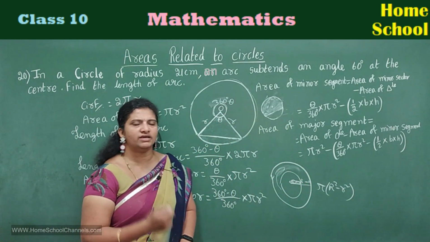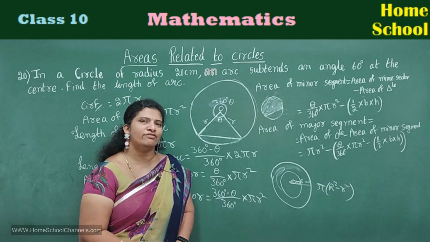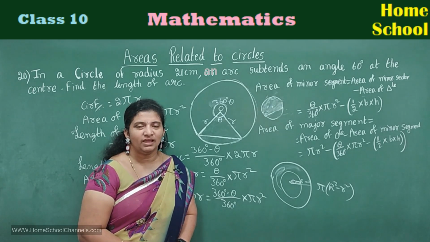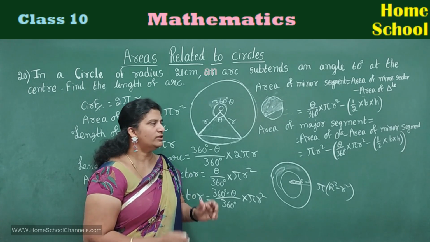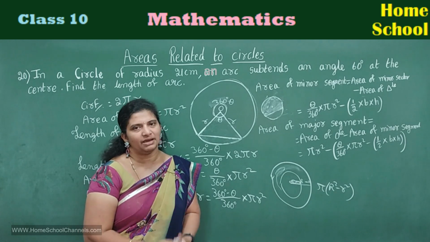And some more formulas you should remember. Area of a square, side square. Area of a rectangle, length into breadth. And area of a trapezium, half into height into a plus b. Right? So all these formulas we may apply somewhere or the other in this chapter.